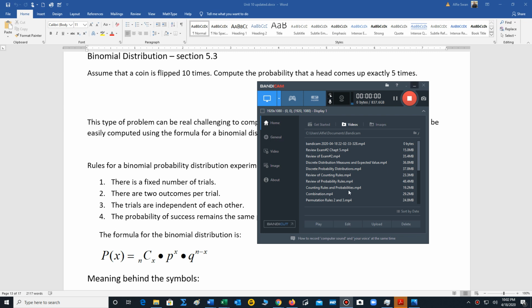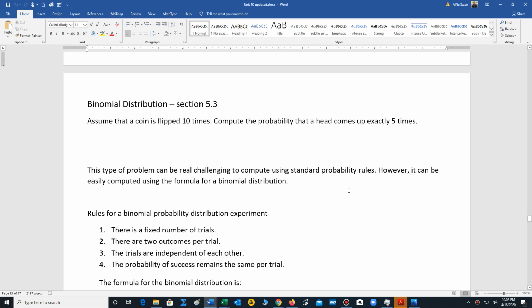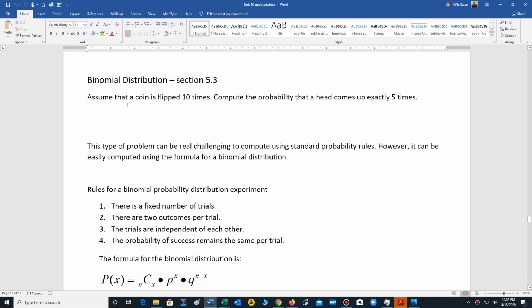Hello. We're going to now start with section 5.3, which deals with the binomial distribution. To start, let's take a look at an example. Assume that a coin is flipped 10 times. Compute the probability that a head comes up exactly 5 times.